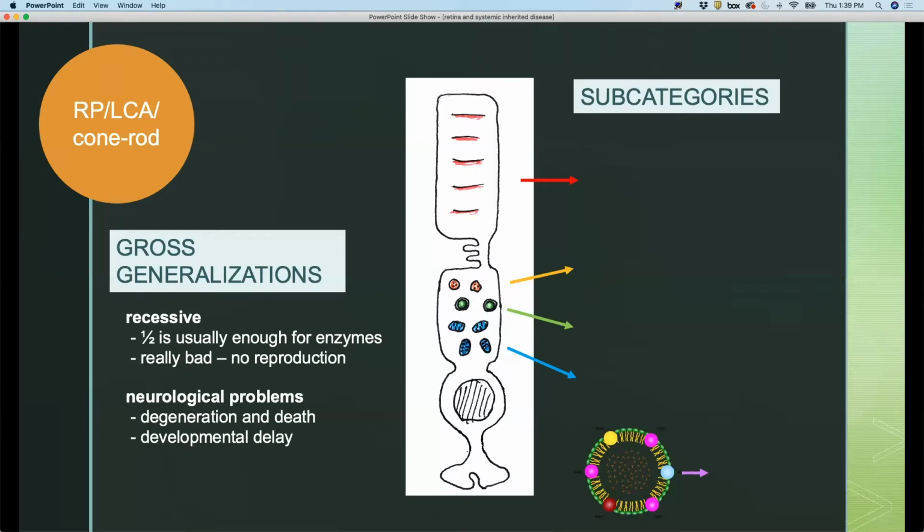I think peroxisomes and lysosomes. Excellent. That's what I am trying to draw here. And then how about these little guys with the stripes in them? What do you think? Mitochondria?